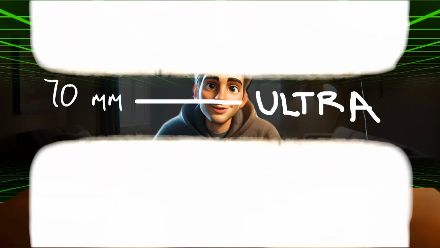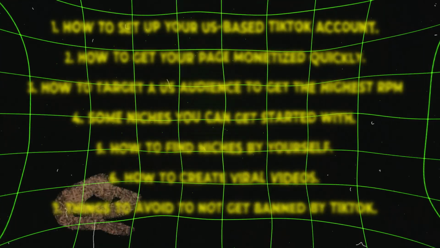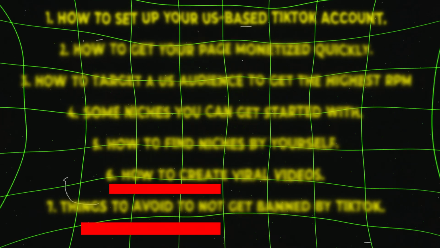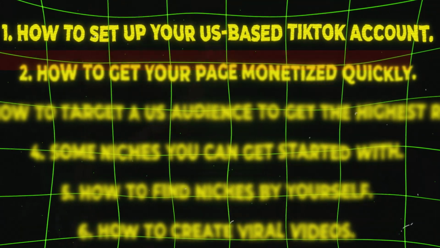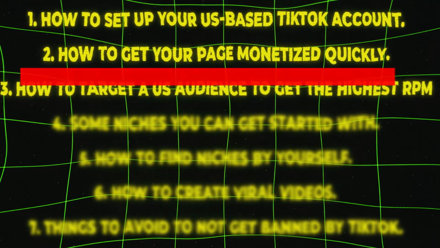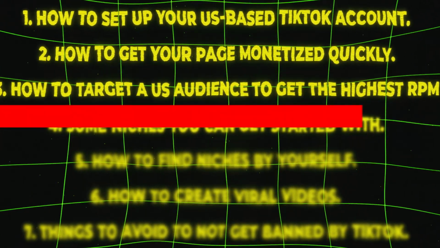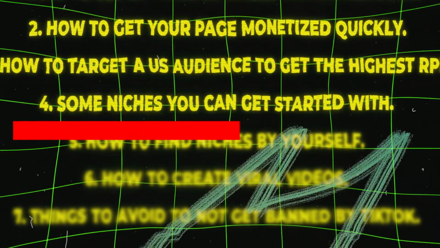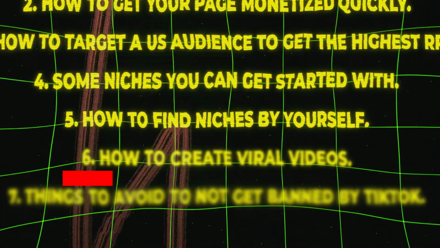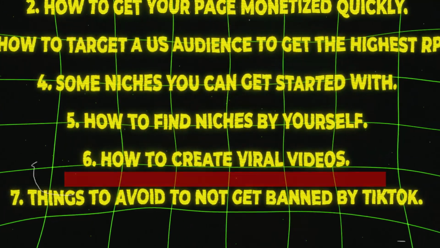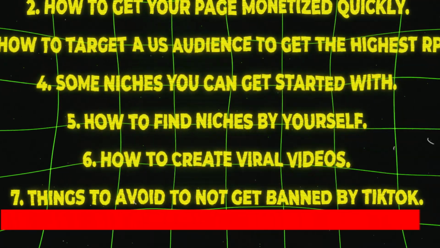Now, let's dive into the details. In this video, we're going to explore 7 crucial steps. The 6th and 7th are the most important parts you don't want to miss out on. 1. How to set up your US-based TikTok account. 2. How to get your page monetized quickly. 3. How to target a US audience to get the highest RPM. 4. Some niches you can get started with. 5. How to find niches by yourself. 6. How to create viral videos. 7. Things to avoid to not get banned by TikTok.